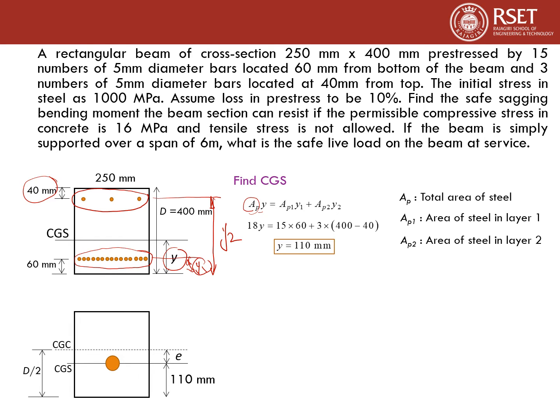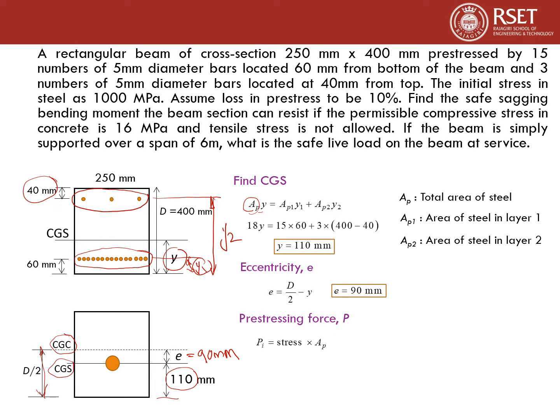That is, you can represent this entire steel as assumed to be located at the CGS at a distance of 110 mm from the bottom. Now to find the eccentricity, which is the distance from the centroid of the cross section to the CGS, that is the centroid of the tendons. So we now located the centroid of the tendons at 110 mm from the bottom, and we know that the centroid of the cross section will be at d by 2 distance for a rectangular section. So eccentricity can be calculated as d by 2 minus y, that comes to 90 mm. So this distance will be 90 mm.